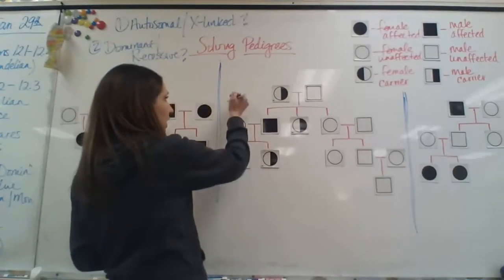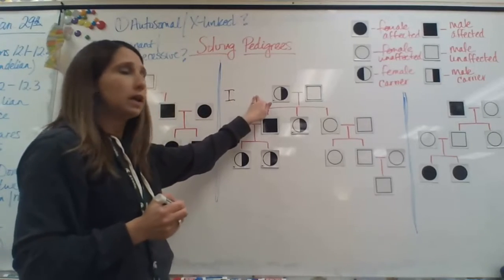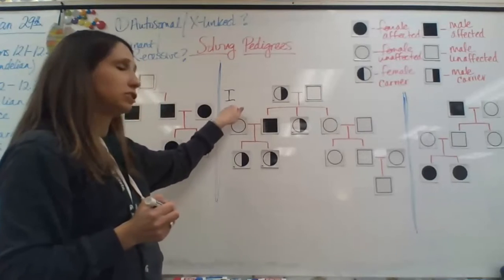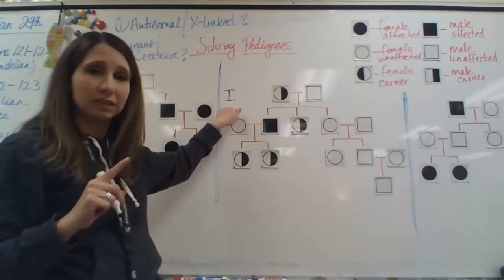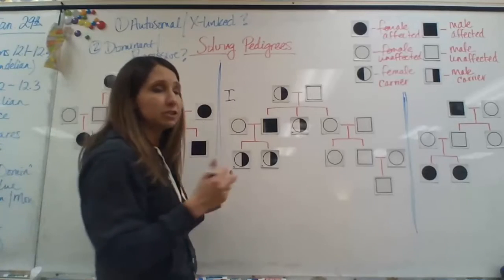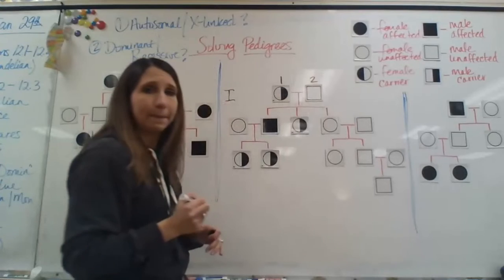The way that we do that, as I said in the notes, the oldest generation is always written up at the top. And so my oldest generation gets generation number 1, Roman numeral 1. And so we always do the Roman numerals off to the side. And then within that generation, I have individuals 1 and 2, okay?